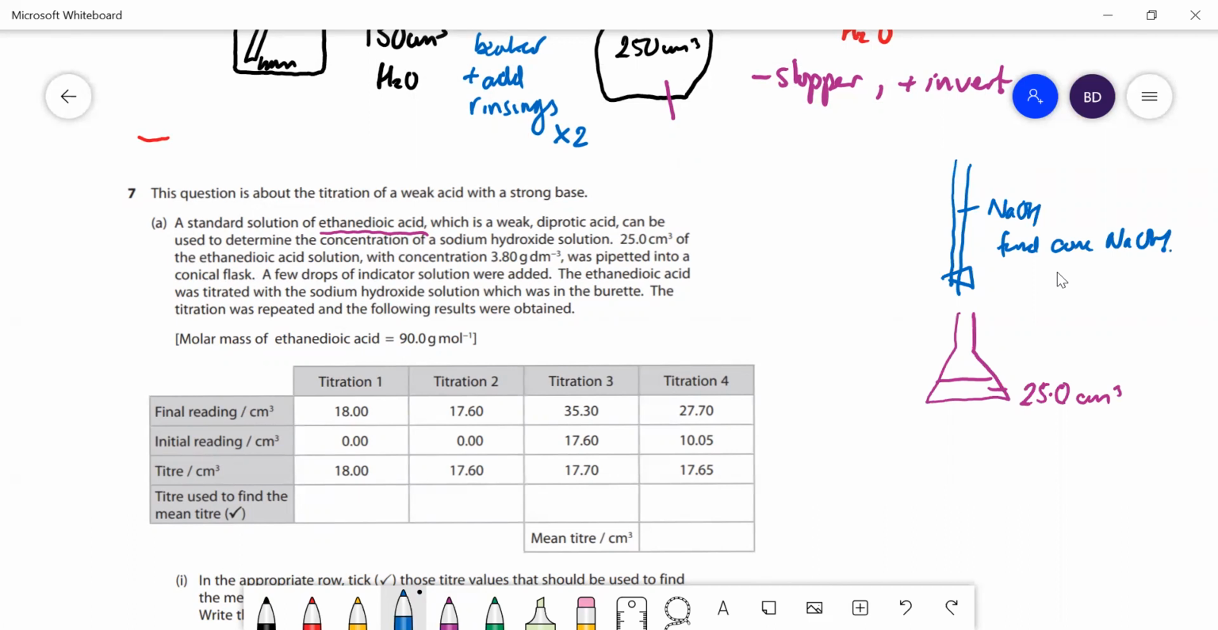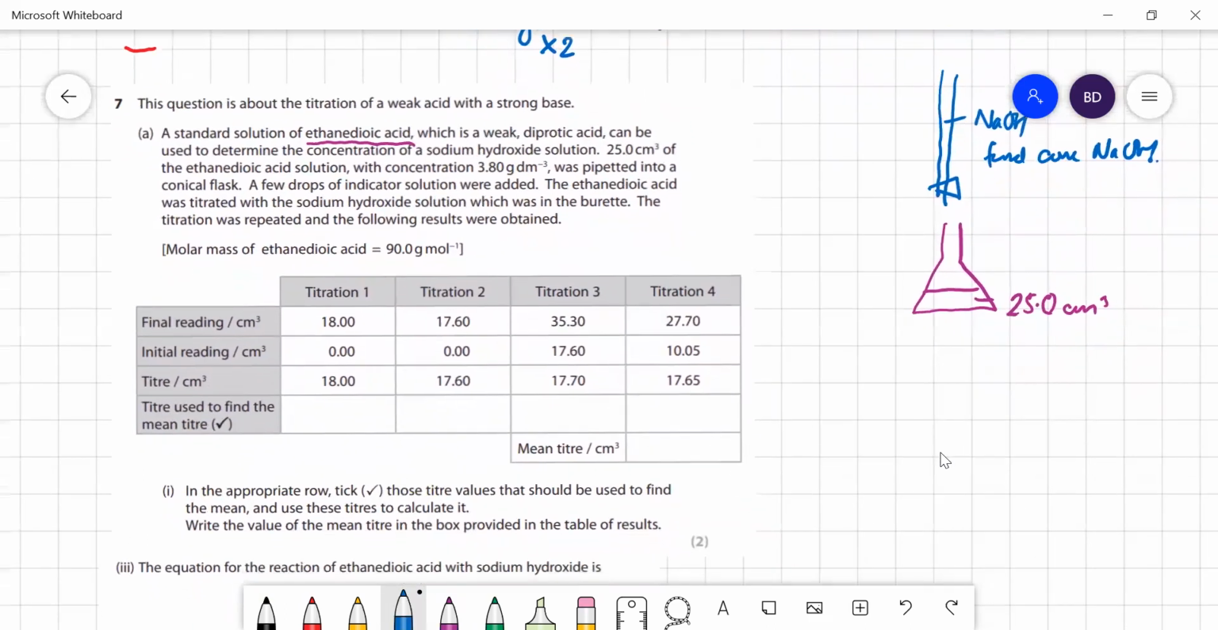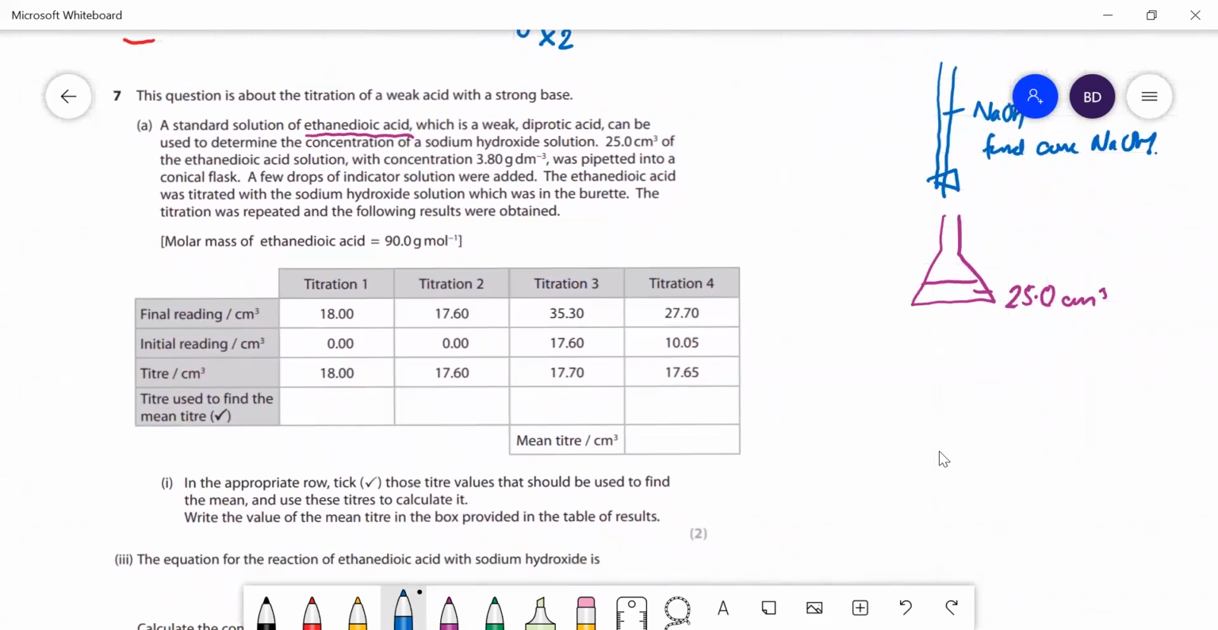Here's the titration results. Now we've got to say which ones are concordant. Okay, which one should we use? Tick the titer values that should be used to find out the mean. So which are concordant? They've got to be within 0.1 centimeters cubed of each other. So this one and this one and this one should all be used. That one is outside, not concordant.